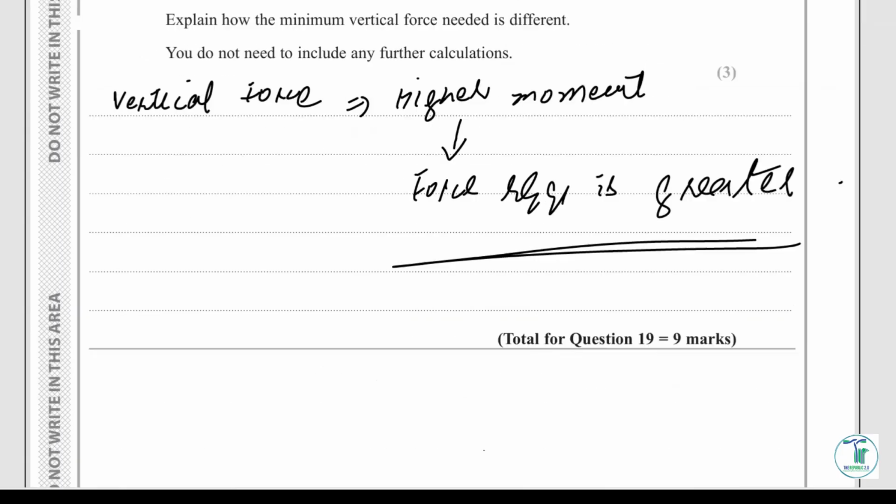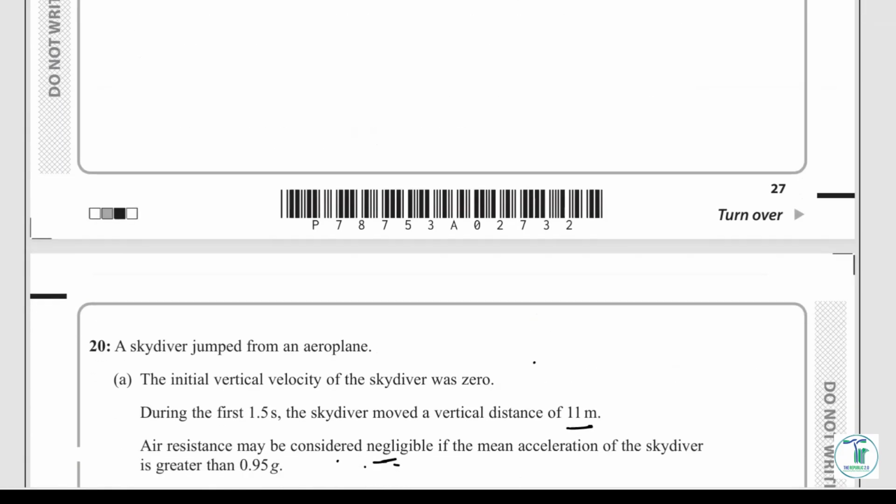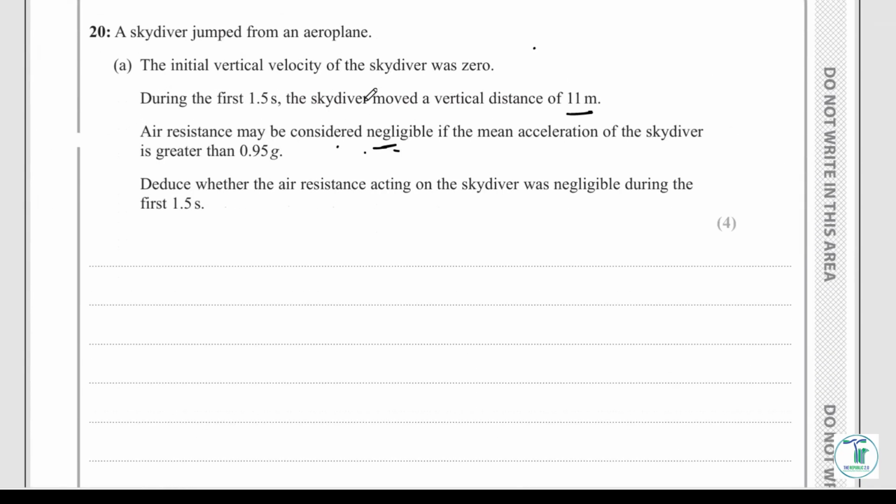Now you've got this question number 20, and you've got the time, you've got the distance, and you just need to calculate the mean acceleration, which is 0.95 g. We just need to deduce that air resistance acting on the skydiver was negligible during the first 1.5 seconds, right? Air resistance is negligible if acceleration is greater than 0.95 g. So we just need to work out the acceleration.